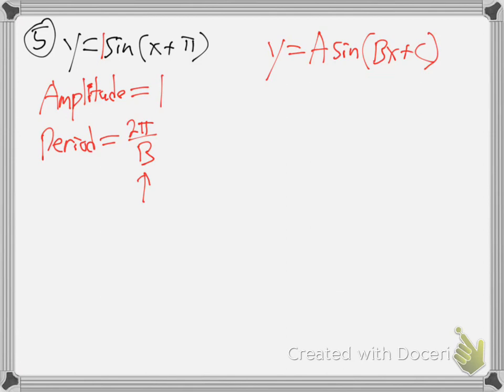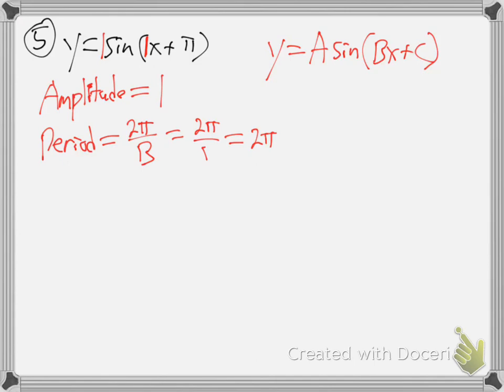So what's next to x here? Nothing. Invisible 1 again, because 1 times x is the same as x. So this is 2 pi over 1. That's 2 pi. Is that good so far? And now, so that's the period.